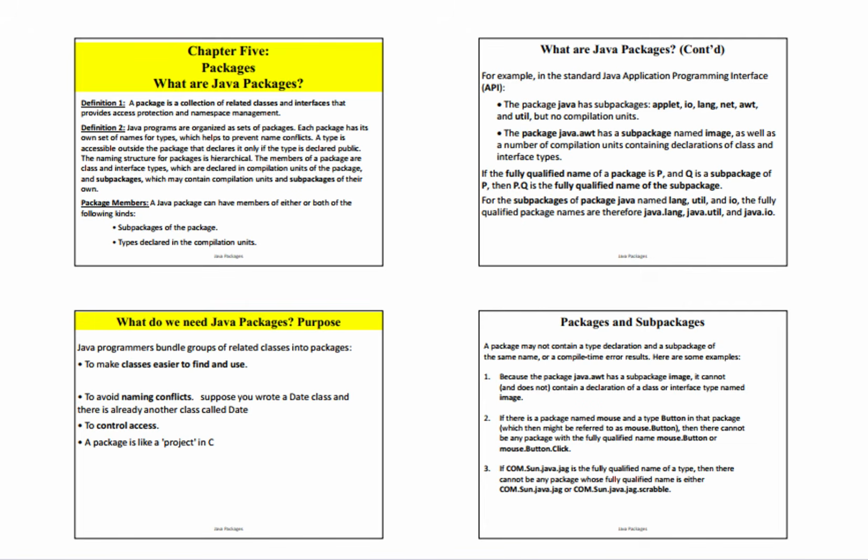Java packages and subpackages. A package may not contain a type declaration and a subpackage of the same name, or a compile time error results. Here are some examples. 1. Because the package java.awt is a subpackage image, it cannot, and does not, contain a declaration of a class or interface type named image. 2. If there is a package named mouse and a type button in that package, which then might be referred to as mouse.button, then there cannot be any package with the fully qualified name mouse.button or mouse.button.click.